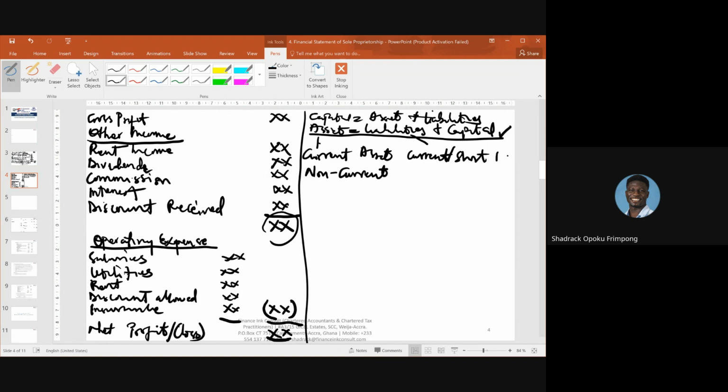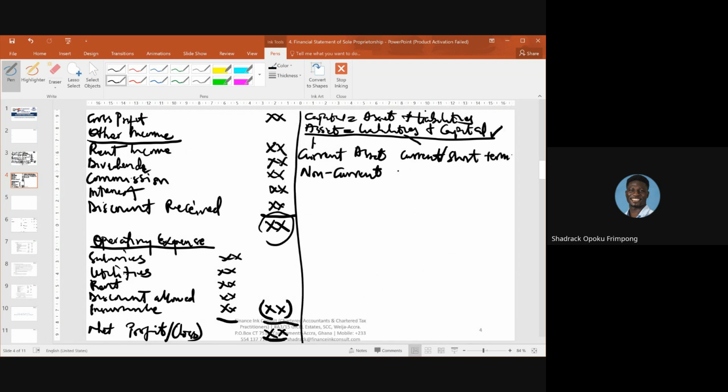Short-term. Then we have the other one, which is the non-current liability, or sometimes we refer to it as long-term. So with the non-current liability or long-term liability, you go for the loan or the facility and they tell you that, oh, you have 10 years to pay this. It exceeds what? The next financial year.